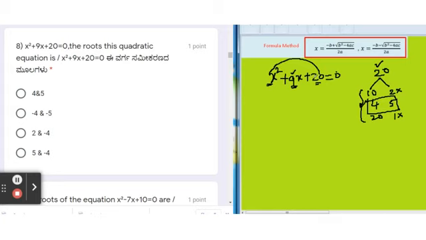So if 10 plus 2 is 12, which is not a middle term, and 10 minus 2 is 8, which is not a middle term, I'm not going to take 10 and 2 as factors for our question. Similarly, 20 plus 1 is 21 and 20 minus 1 is 19, which is not the middle term. So the correct choice for us is 4 and 5.